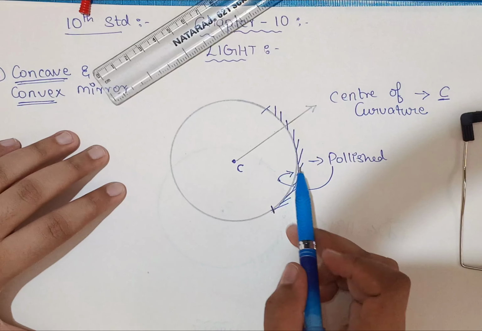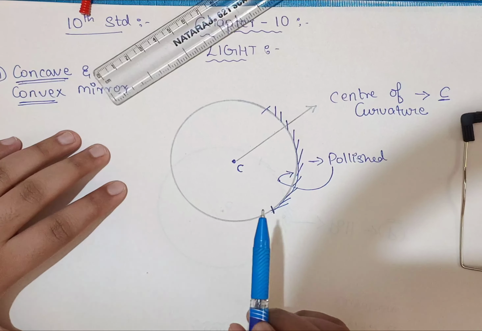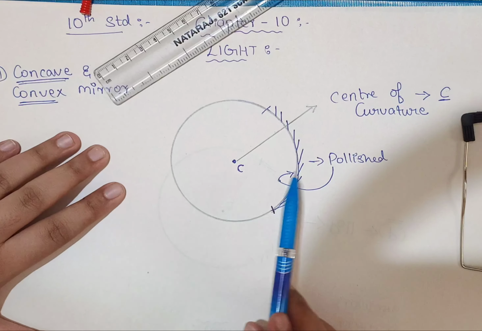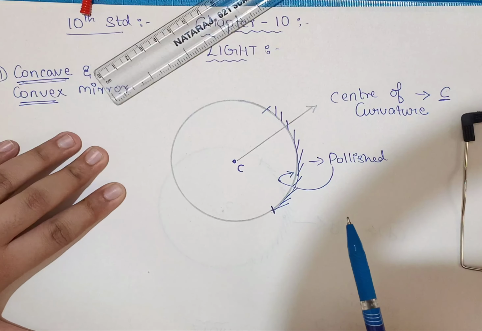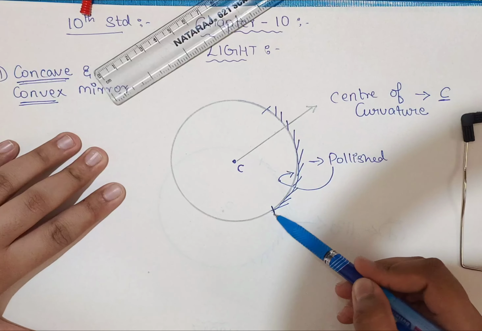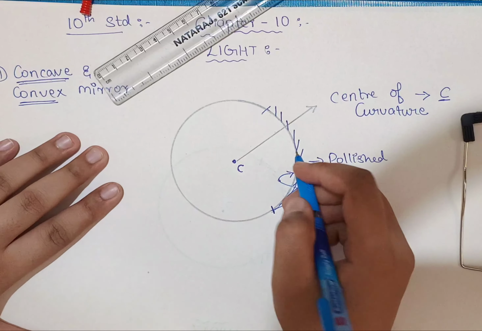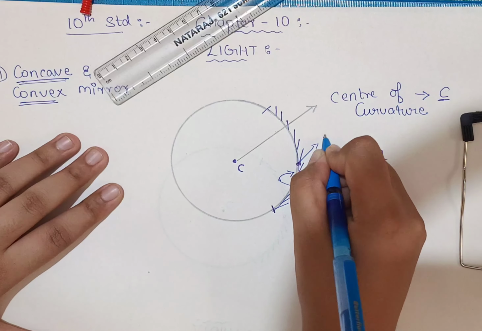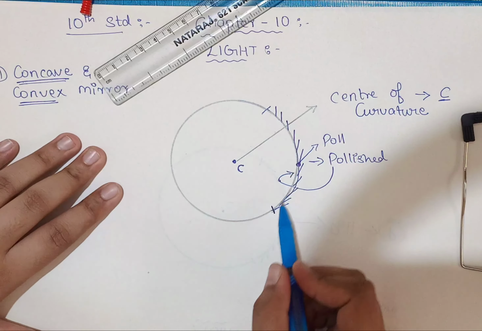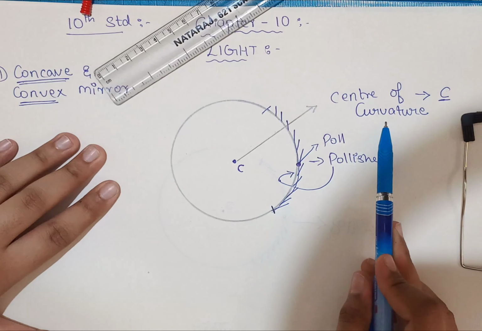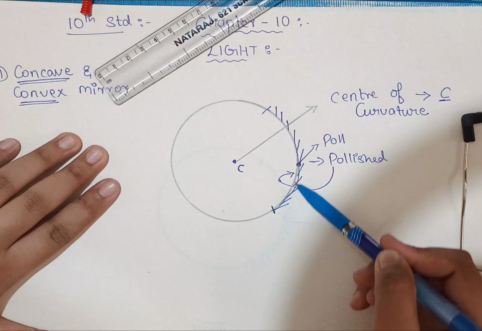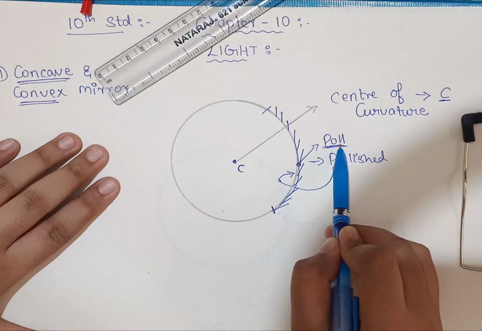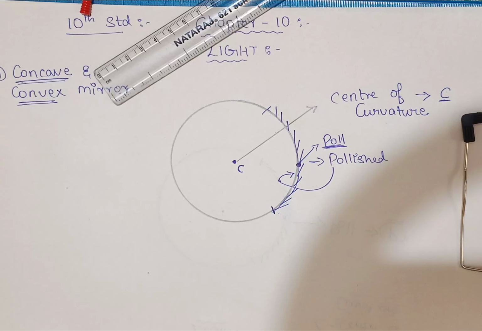The center of the imaginary sphere, don't get confused, the center of the imaginary sphere is called the center of curvature, and the center of the mirror, like this, is called the pole. The center of the imaginary sphere is known as the center of curvature, and the center of the mirror is known as the pole. Okay?